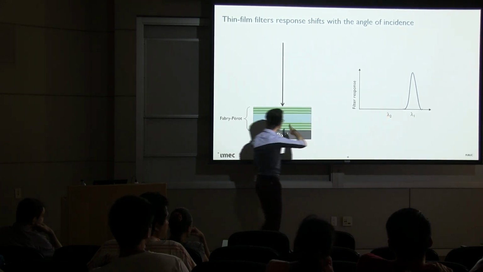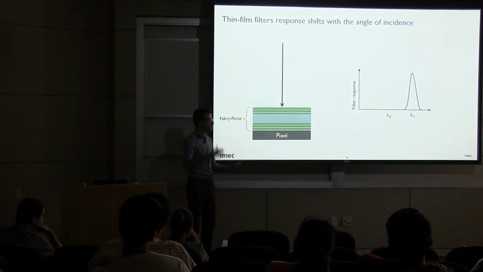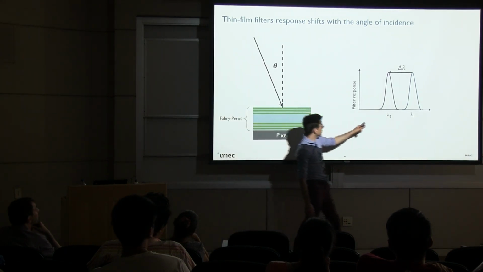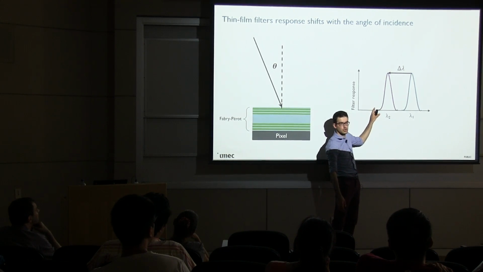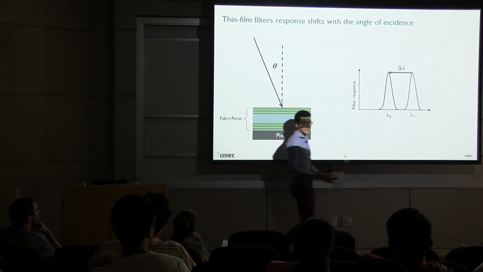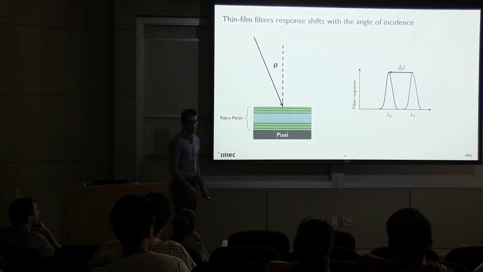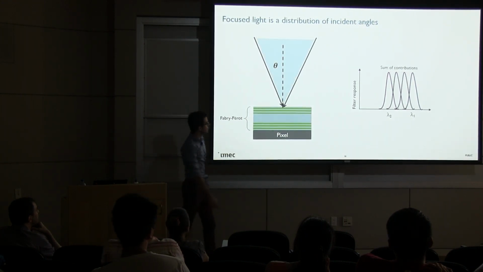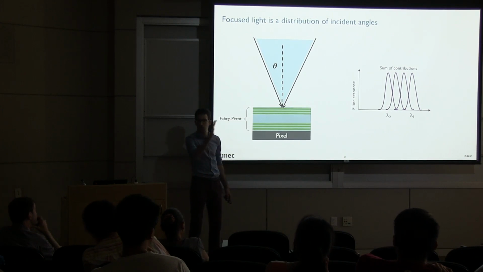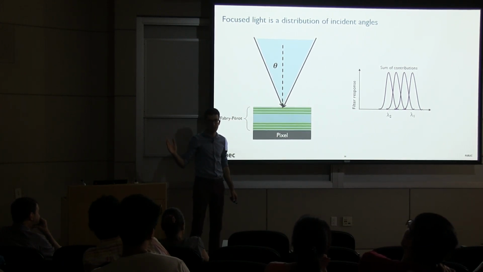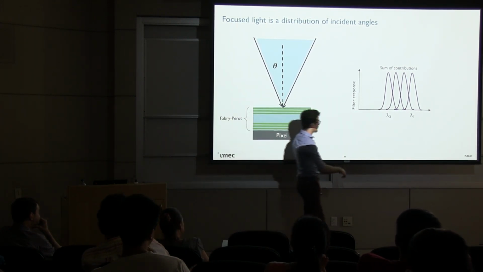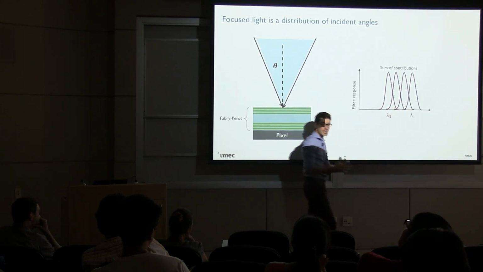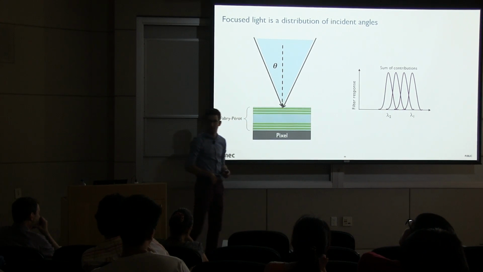If you tilt the sensor or go to oblique incidence, then what you will see is that this transmittance will just shift towards shorter wavelengths. So you transmit basically another wavelength. If you have a whole cone of light, a range of angles, then you have a summation of all these shifted transmittances. So what you actually get in this case is the sum of all these contributions, and you also increase the filter bandwidth.